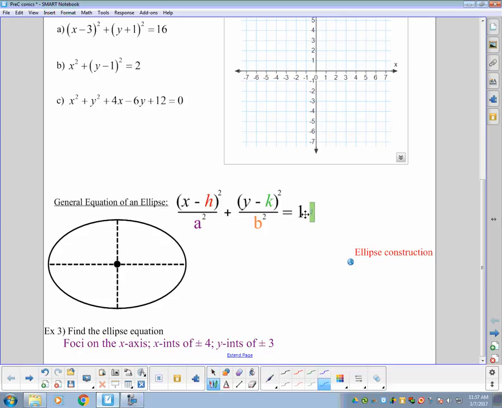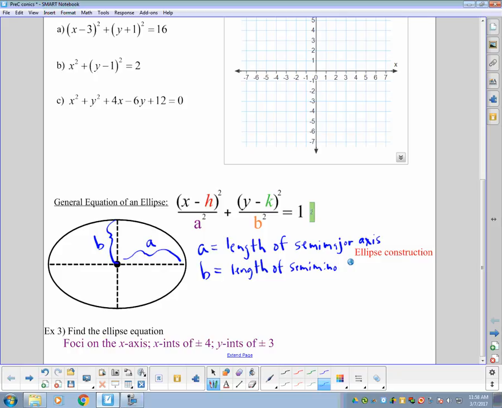Let's go ahead and label it here. It doesn't really matter what you call A and B on the ellipse so much. You may have remembered that from last year. But we're going to call A the length of the semi-major axis. So this right here is A, and A is equal to the length of the semi-major axis. And then B right here is equal to the length of the semi-minor axis.